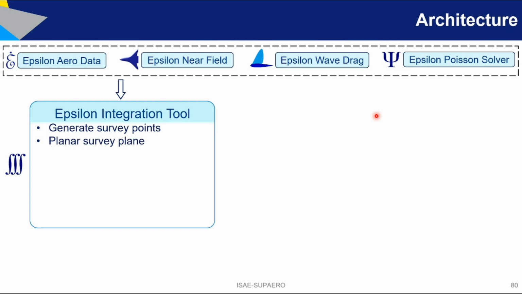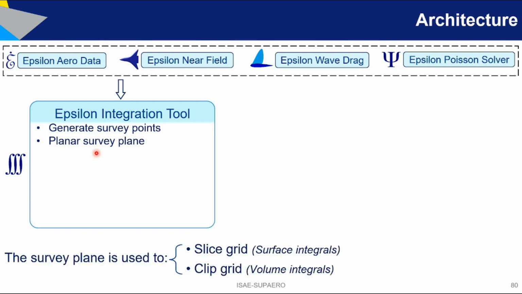Well, the first simple tool is to generate a planar survey plane. Basically, this survey plane is used for two applications. We slice the grid in order to perform surface integrals, and we clip the grid to perform volume integrals. Let me show you that.